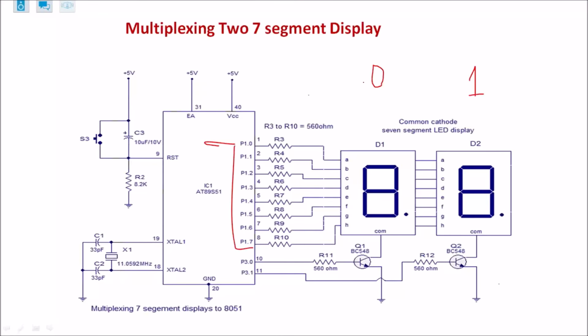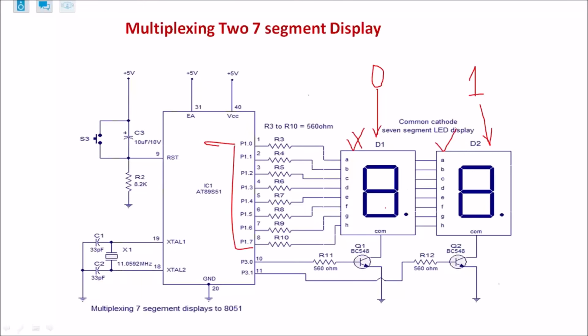But we don't want to do that. We want to display 0 on the first display and 1 on the second display. So what logic is generally used: at a time, enable only one display. That means first enable D1 and send the code of 0, so 0 will be displayed here. Since the other display is disabled, no digit will be displayed there. After that, immediately we'll disable display 1, enable display 2 and send the code of 1. So 1 will be displayed on the second display because the first display is disabled.